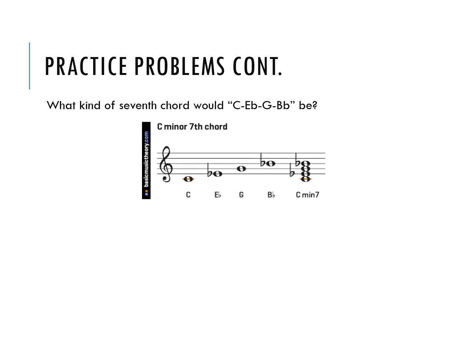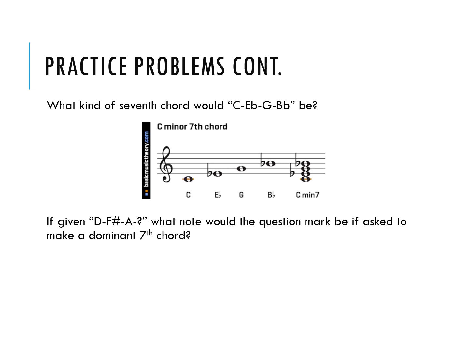This would make a C minor seventh chord. You have a minor triad, which is C, E flat, and G, with a minor third above the fifth scale degree, which is B flat, making a C minor seventh chord, C, E flat, G, and B flat.